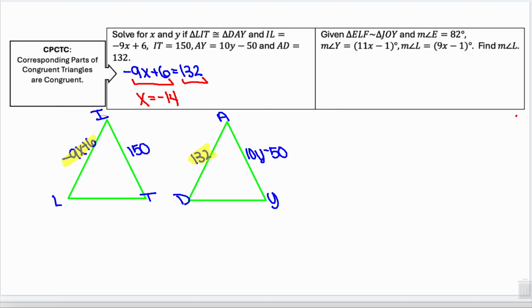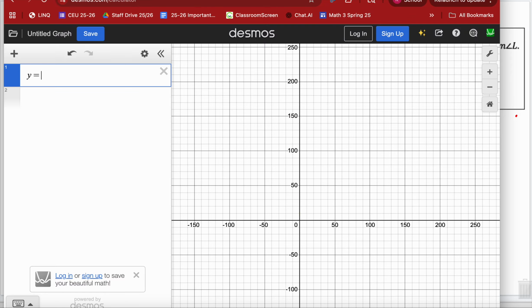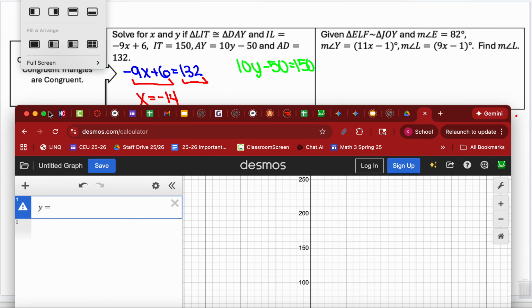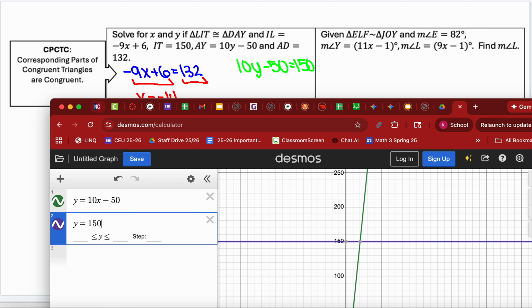Flip side to that is if I said 10y minus 50 equals 150. If you were to solve by hand, we would add the 50 and divide by 10. Or you could also do it in Desmos. My caution to you is that you don't use two y's, so I'm going to change it to an x here and say y equals 10x minus 50 and y equals 150. Find where they cross. Okay, great. 20.